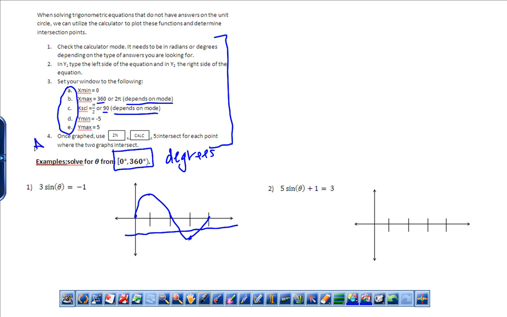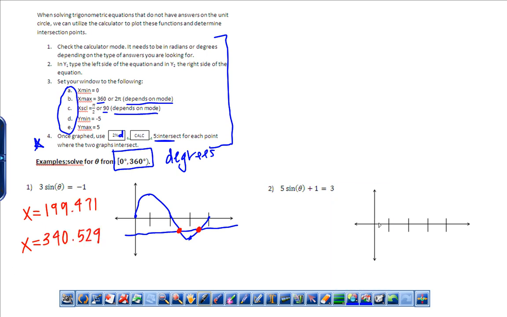Number 4 tells you how to find the intersection. This is a second; it doesn't read it for some reason. It says once graphed, use your second, calculate, and your number 5. That's your intersection key, to find these 2 points. So you're finding this point and this point. That means you're going to have x equals and x equals. Always round to 3 decimal places. After you find those, make sure that you get the right answer.